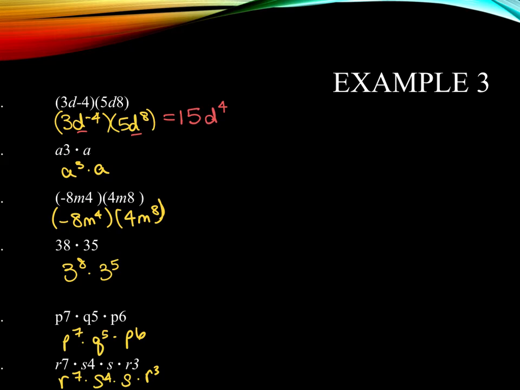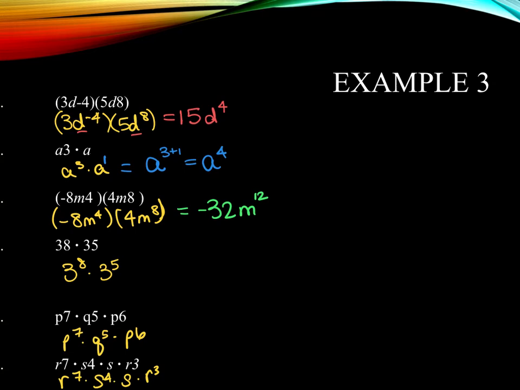Likewise, for the next one, I have a to the third times, remember, I'm just going to write a 1 in there so I don't forget about it. So this becomes a to the 3 plus 1, or a to the fourth. For the next one, I have negative 8 times 4, which will give me negative 32. M to the fourth times m to the 8th will give me m to the 12th.